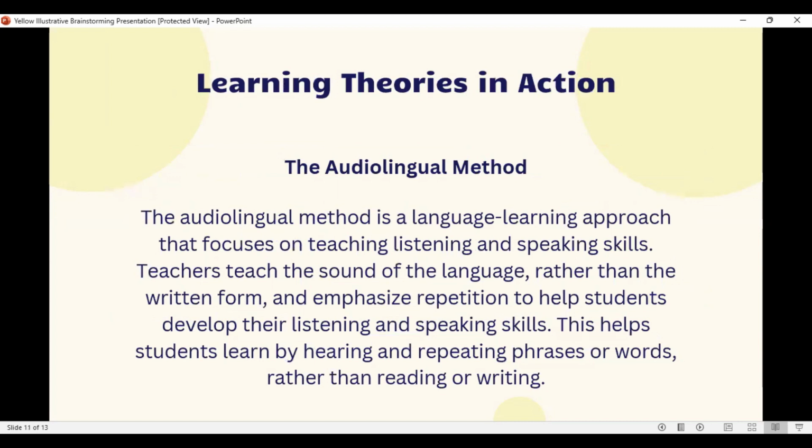Next, we have learning theories in action. The first one is the audiolingual method. The audiolingual method is a language learning approach that focuses on teaching listening and speaking skills. Teachers teach the sound of the language rather than the written form and emphasize repetition to help students develop their listening and speaking skills. This helps students learn by hearing and repeating phrases or words rather than reading or writing.